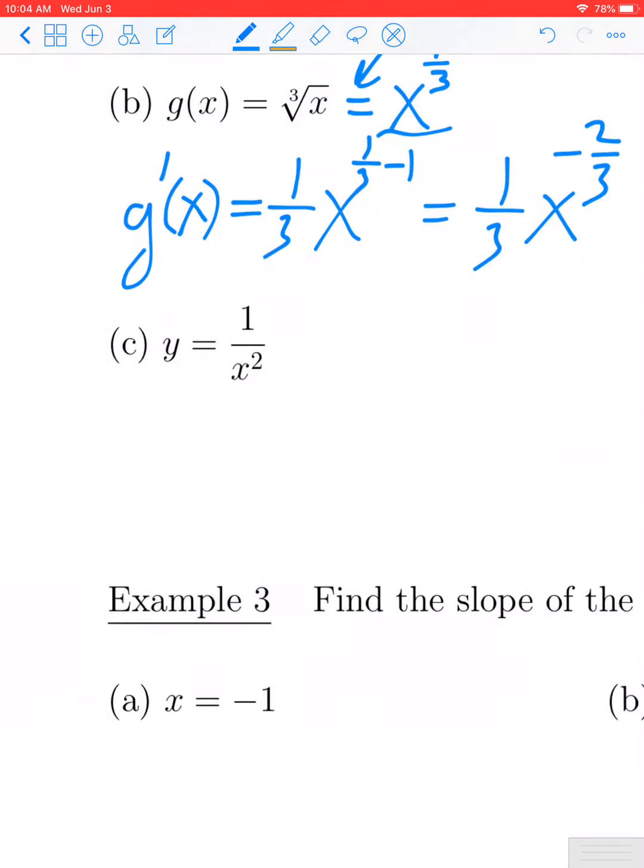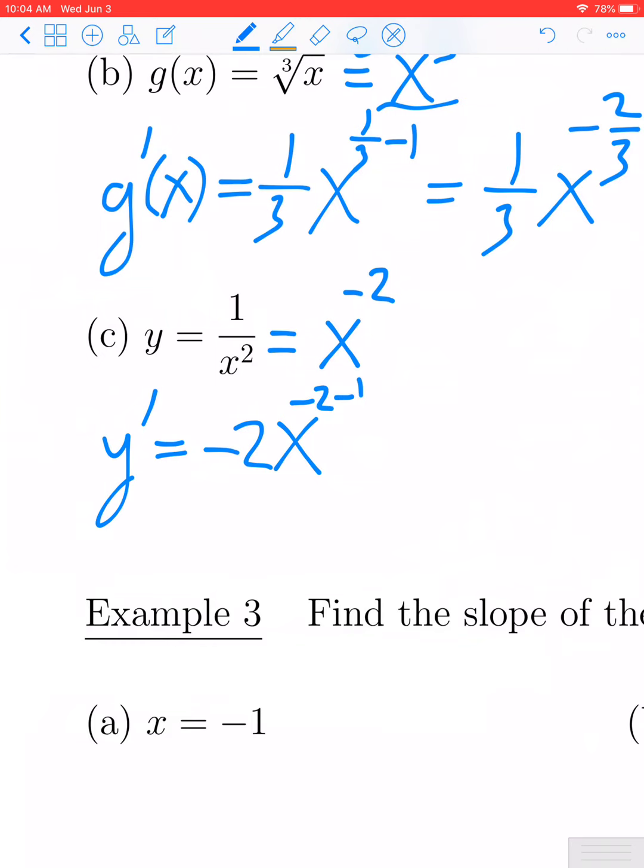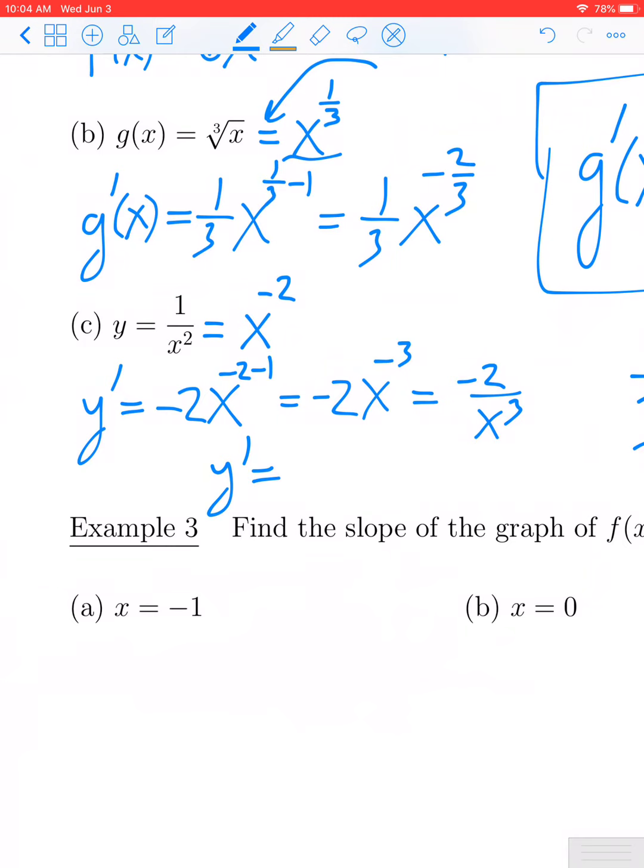I can apply our derivative rule. We're going to bring the power down, and then we're going to reduce that power by 1. Negative 2 minus 1 is negative 3. So this is going to be negative 2 over x to the 3rd power. So in part C, the derivative y prime is negative 2 over x cubed.